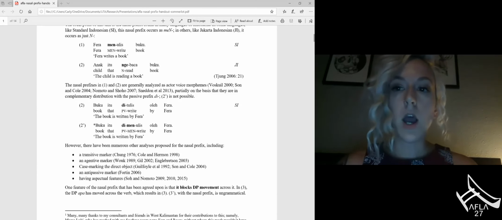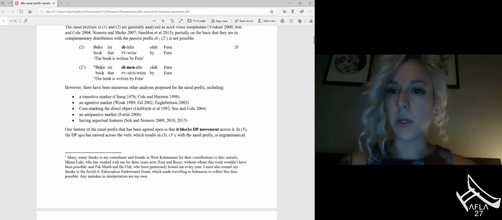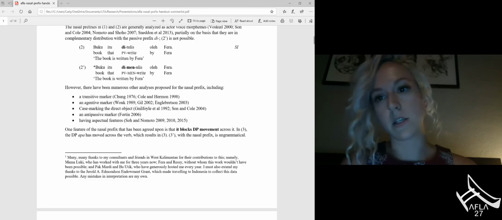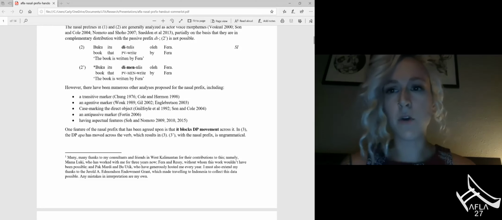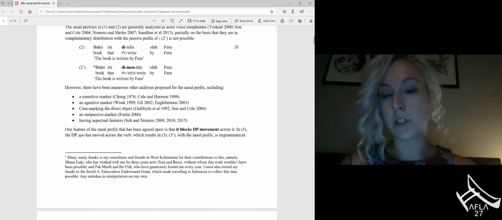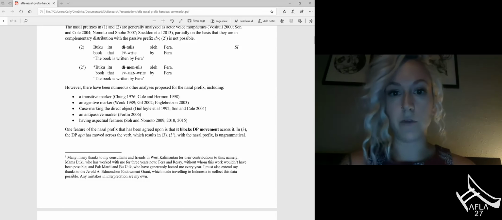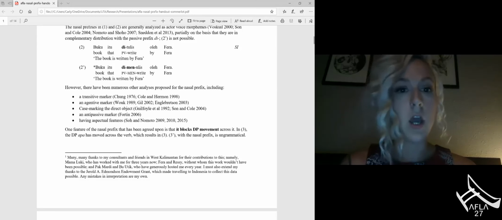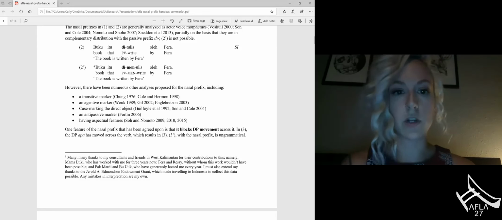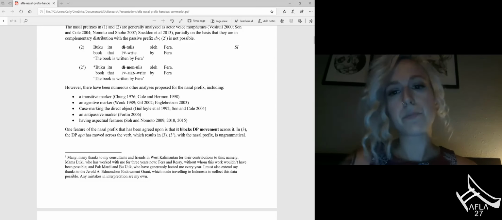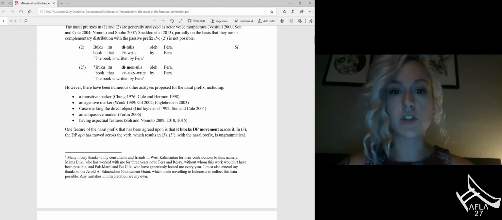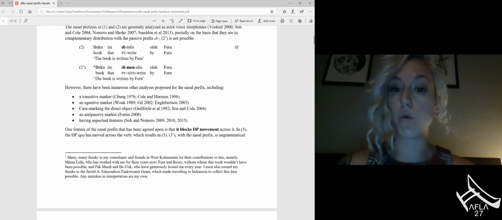However, there have largely been a lot of different analyses for the nasal prefix and not a lot of consensus over the years. So I've offered a number of the numerous different analyses we've gotten for the nasal prefix on this page here, including a transitive marker, an agentive marker, case marking the direct object, antipassive, and more recently having aspectual features. But consensus has been reached on one feature of the nasal prefix, and that's that it blocks DP movement across it.